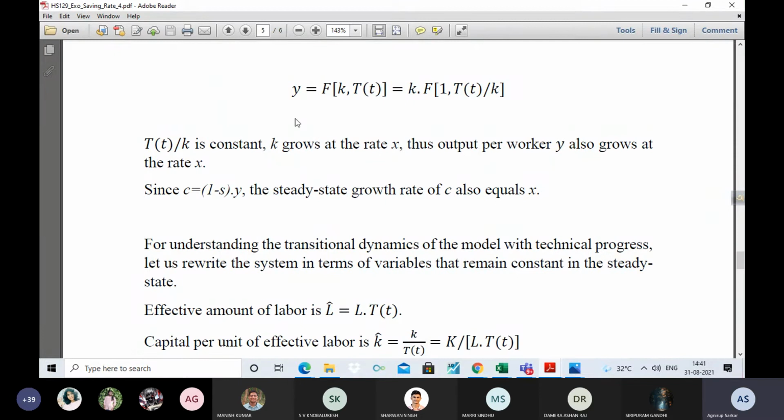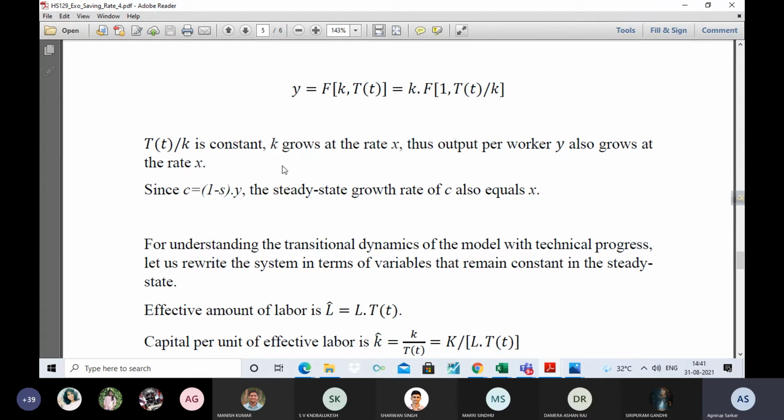This is your output per capita, right? So output capital Y is a function of capital K and T. So now divide both sides by L, and you would get small y. Capital Y by L gives you small y. Capital K by L gives you small k. T remains unchanged, right? Now, if you divide both sides by k, this is what you would get. Then you can cross multiply and express y as this: k times f of 1, T by k, right?